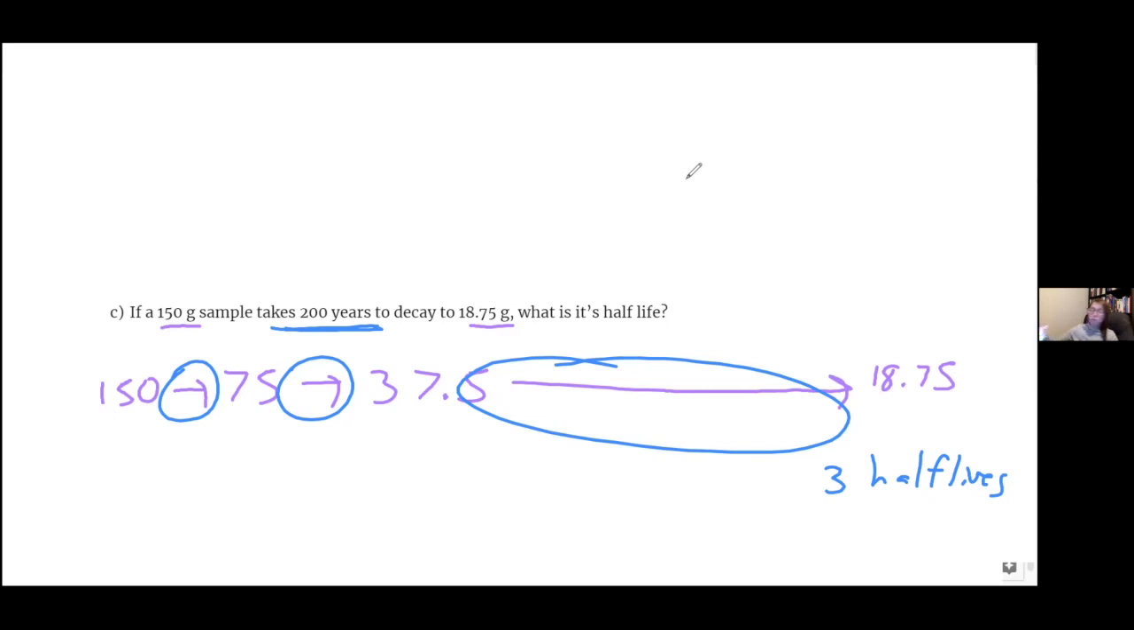So to figure out how long each half-life is, we could take 200 years, the total time, divided by the number of half-lives or the number of arrows. So for time, we can do division. For the amounts, we can't because it's decreasing by 50% each time, and that amount changes. So we get 66.67 years. Try the try problems.